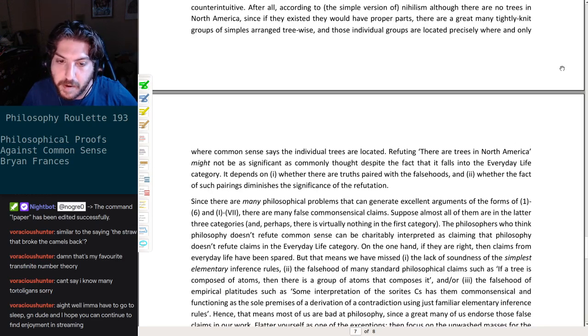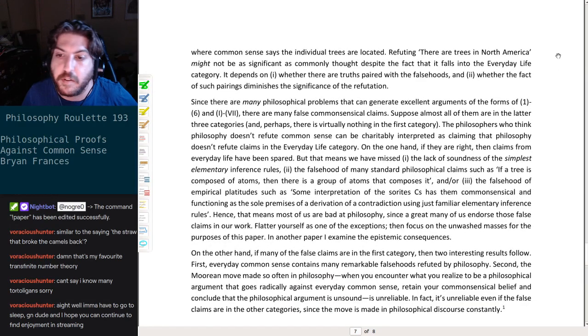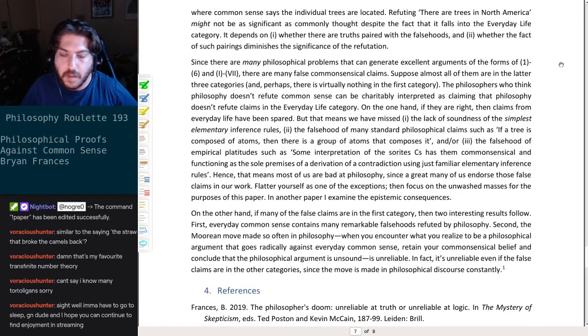Refuting 'there are trees in North America' might not be as significant as commonly thought, despite the fact that it falls into the everyday life category. It depends on 1, whether there are truths paired with falsehoods, and 2, whether the fact of such pairings diminishes the significance of the refutation. Yeah, so again, how we are grouping things together, the pairings, matters here. Since there are many philosophical problems that can generate excellent arguments of the forms 1 to 6 and 1 to 7, depending on Arabic or Roman numerals, there are many false commonsensical claims. Suppose all of them are in the latter 3 categories, and perhaps there is virtually nothing in the first category.